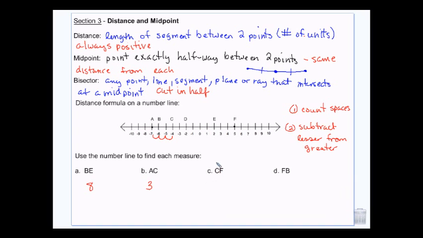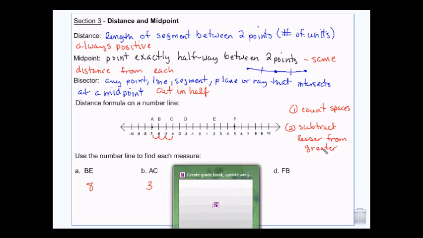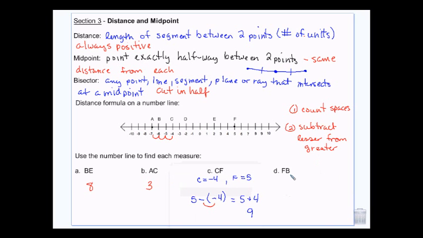If I'm subtracting the lesser from the greater, I have C and F. C is -4, F is 5. 5 is greater, yes? We all agree? Okay. So I'm going to do 5 minus -4. Whenever you subtract a negative, it's happy man, so it's positive. So that's 9.